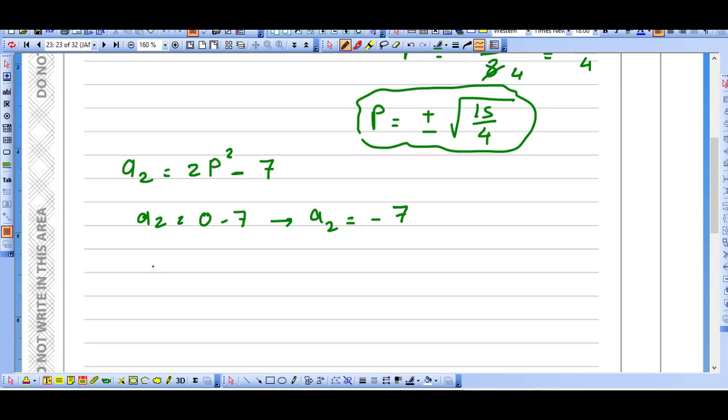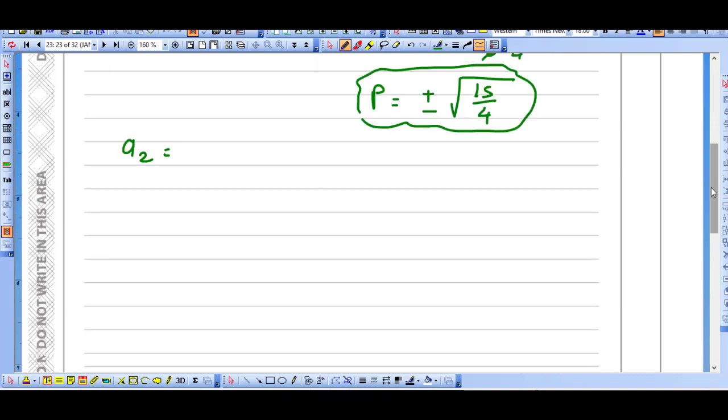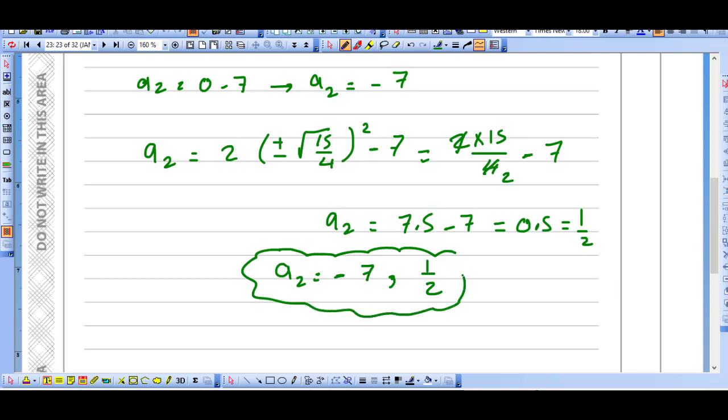Okay. And then for b equal to plus or minus square root of 15 divided by 4, A2 will equal to 2 multiplied by the square of plus or minus square root of 15 divided by 4, minus 7. So it's equal to 2 multiplied by 15 divided by 4 minus 7. So divided by 2 equal to 2. So 7.5, A2 is equal to 7.5 minus 7. So it's equal to 0.5, which is half. And this is the answer of the question. Okay, let us go ahead to another question.